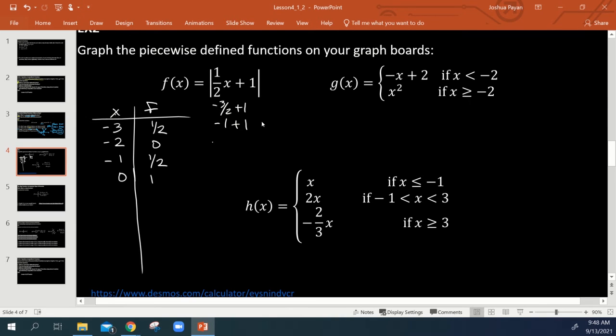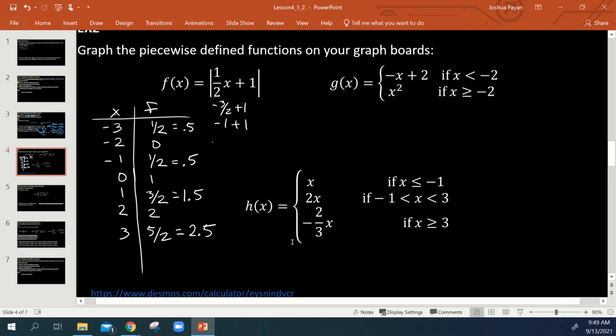If I continue down, positive 1, that's going to be 1/2 plus 1, so 3 over 2. And then positive 2, that's going to just be 2. Positive 3, it's going to be 5 over 2. And if you want to use decimals, so 1.5, 0.5, 0.5, and this would be 2.5.